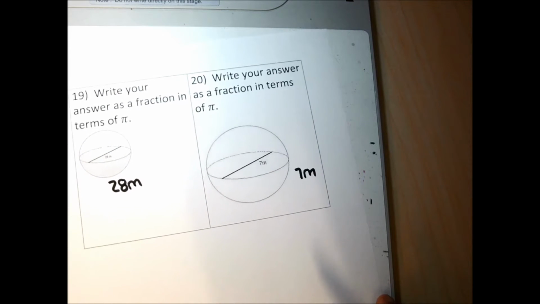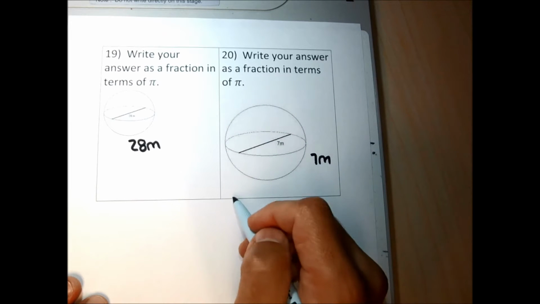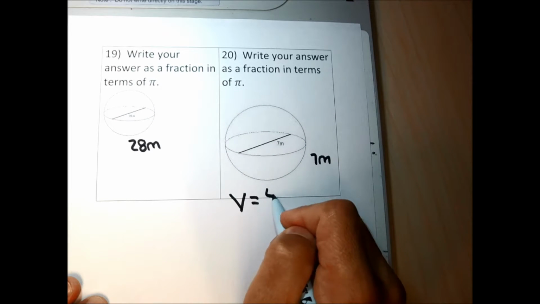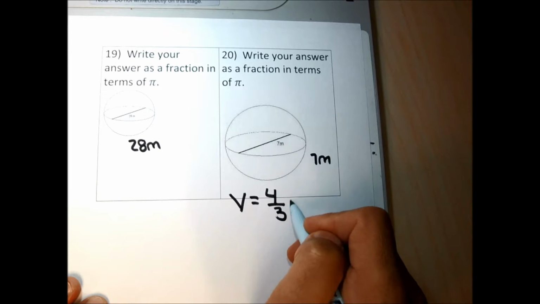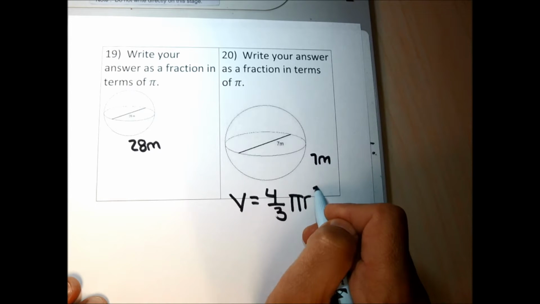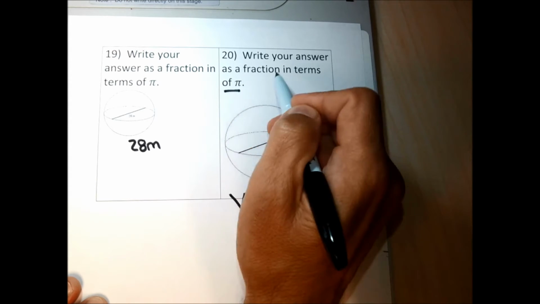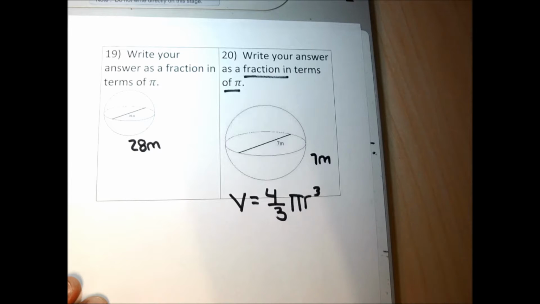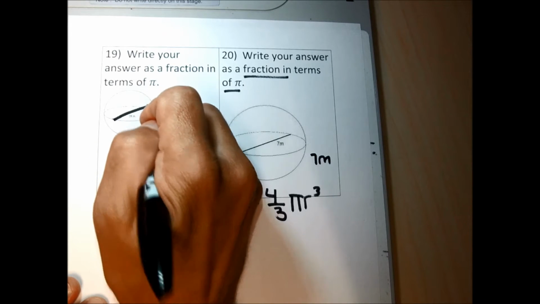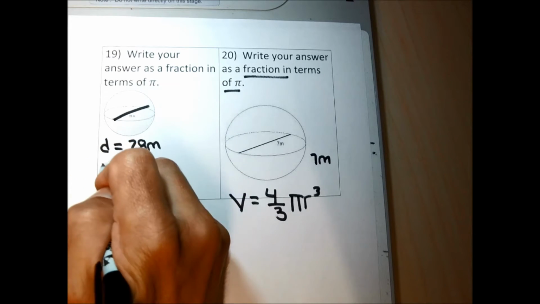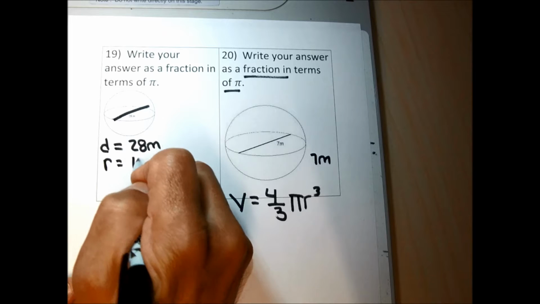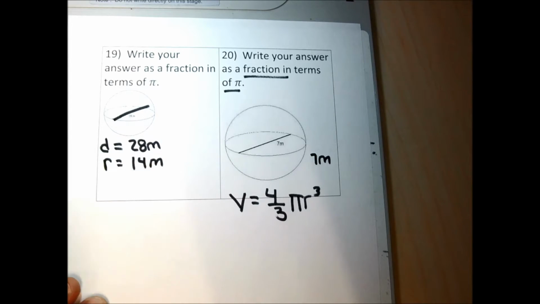Problem 19 is supposed to be a sphere, and the volume formula for a sphere is 4/3 pi r cubed. We want to leave pi in our answer and a fraction in our answer. Both of us aren't given an r, we're given a d. The distance all the way across is the d. You have to divide that in half to get an r. So for your problem 19, your r is going to be 14 meters.